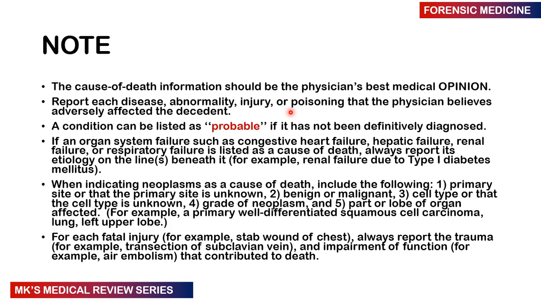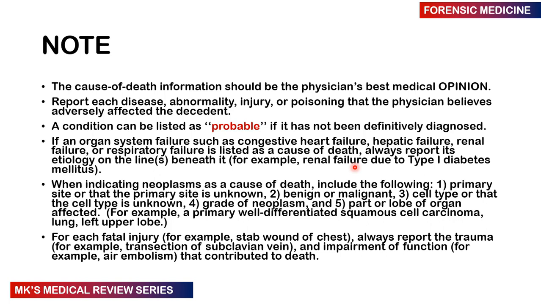Then, if an organ system failure happens, for example congestive heart failure, hepatic failure, renal failure, or respiratory failure, you can't just put it on its own like that. It must always be secondary to something. There's something that causes this hepatic failure. So for the same case of probable fulminant hepatic failure, you can say that it is secondary to hepatitis B infection, chronic hepatitis B infection, or acute hepatitis B infection. Remember that this must always be secondary to something. For example, if you have renal failure secondary to type 1 diabetes, then that's a complete statement. If you just write congestive heart failure, that's not going to help us very much because many things can cause heart failure.